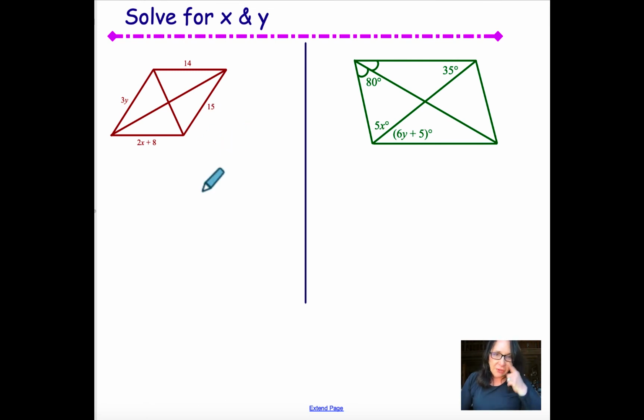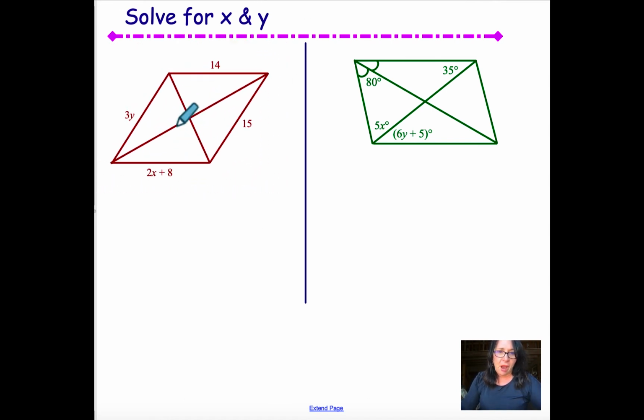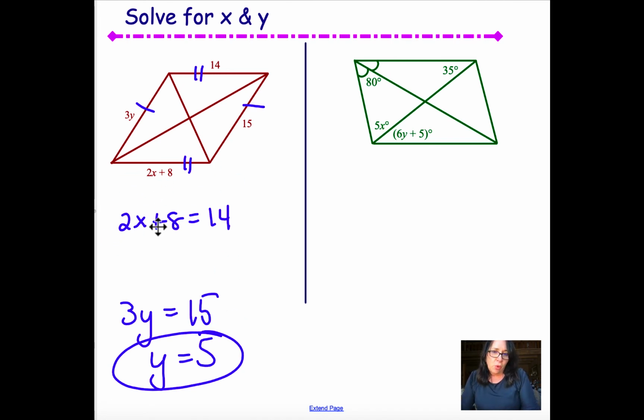For this problem, we're just solving for x and y. We know that opposite sides are congruent. So I can say that 2x plus 8, this length here, is equal to this length here, 14. We also know that this length is equal to this length because, again, opposite sides. So 3y equals 15, so y is equal to 5. For this one, I'm going to subtract 8 from 14. I get 6. So 2x equals 6, which means x is equal to 3.